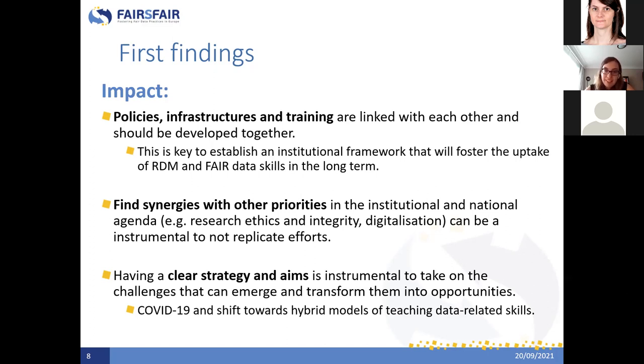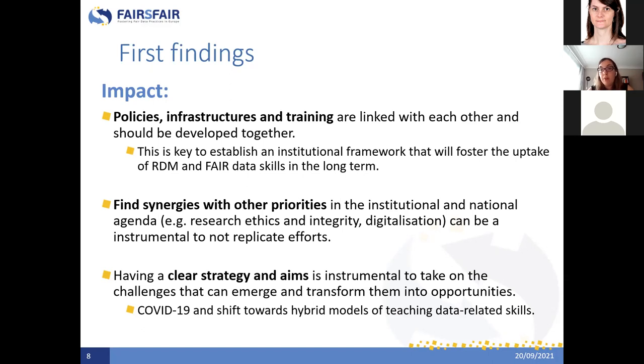Another strategic finding, I would say, that we saw from talking with the good practices is that it might be very interesting to find synergies with other priorities in the institutional and national agenda. For example, research ethics and integrity might be one of these. We got the example of Tampere University that decided to put some basic notions of RDM and FAIR data in their course for research ethics and integrity, which is a mandatory course for all the doctoral candidates.